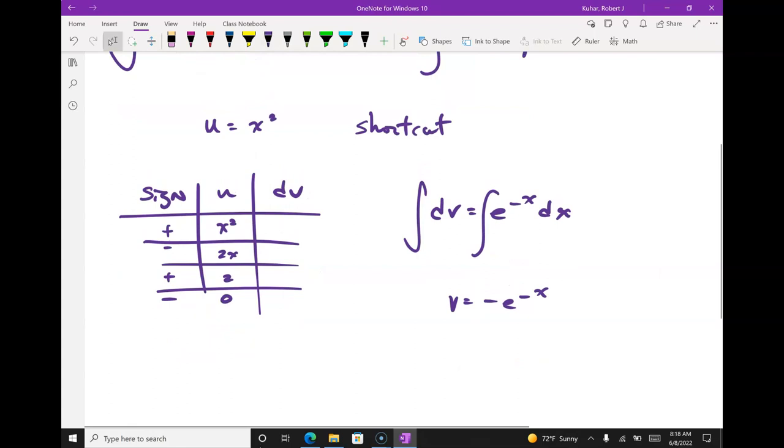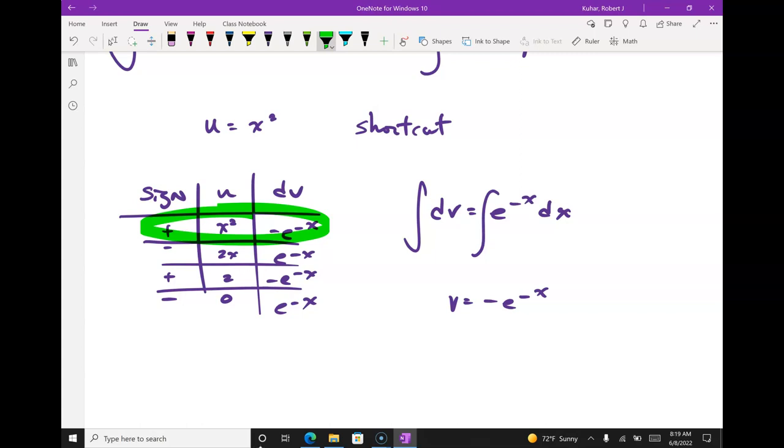So I'm starting here with V. This is my own table version of it. So this column is DV, but I got to integrate to get V, and I got to keep integrating, and it's going to just bounce between positive and negative. So I get my final answer from the product of the row. And then the sum of those products. So tick, tack, toe.